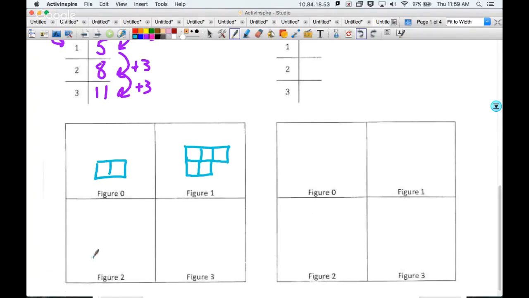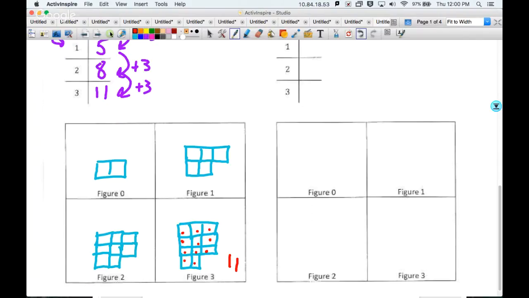I think it's the easiest way to do it. For the next one, I redraw that figure that we see right there. So these are identical, and then I add 3 more boxes because our rate of change is 3, adding 3 each time. Now I've got to redraw that figure. All right, they're identical. I add 3 more boxes. And now let's just double check. Figure 3 should have 11 boxes according to my table. Let's count them out. 1, 2, 3, 4, 5, 6, 7, 8, 9, 10, 11.